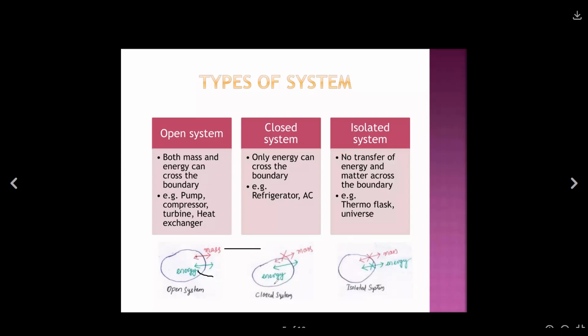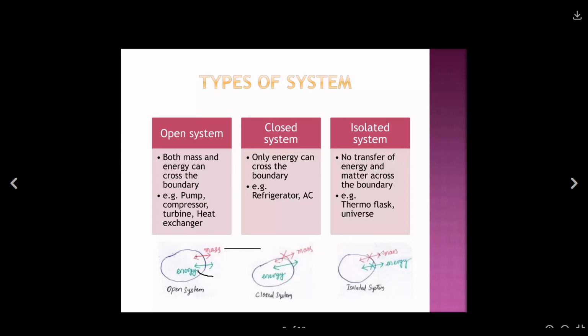Then the next one, we have the closed system. A closed system is a system where mass or matter cannot be exchanged between the system and the surrounding. That is why you see in this case the matter is cancelled, meaning that it cannot go in or out of the system. But look at it, the energy can go in and out of the system. So there is an exchange of energy between the system and the surrounding. This type of system is known as a closed system.